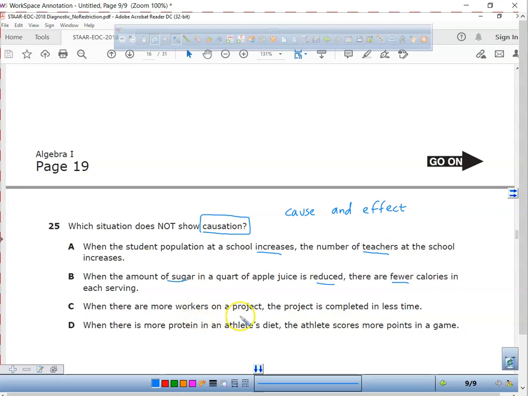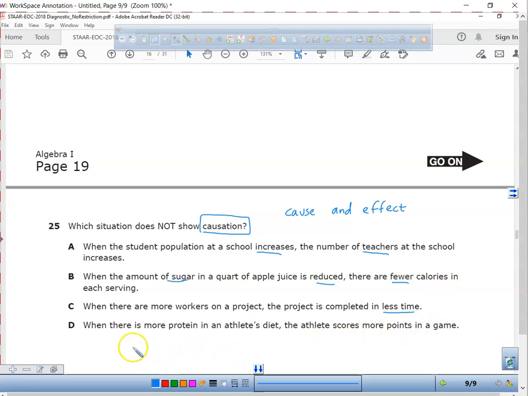When there are more workers on a project, now this is if and only if they all are working. So we're assuming that when you hire more workers, they all work. It's not that you hire more workers and 2 people are working and all the rest are just hanging out doing nothing, okay? Do you think it would be completed in less time? If we all work together to clean this room, it would be faster than me just doing it by myself.